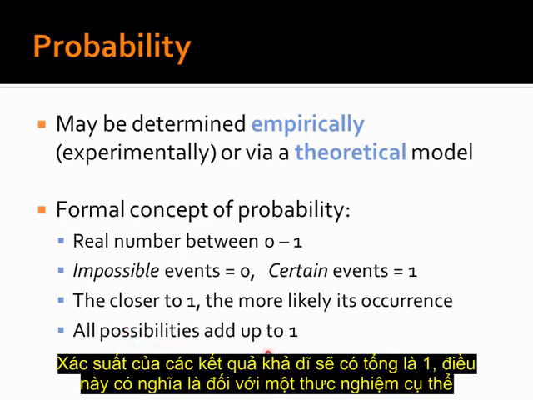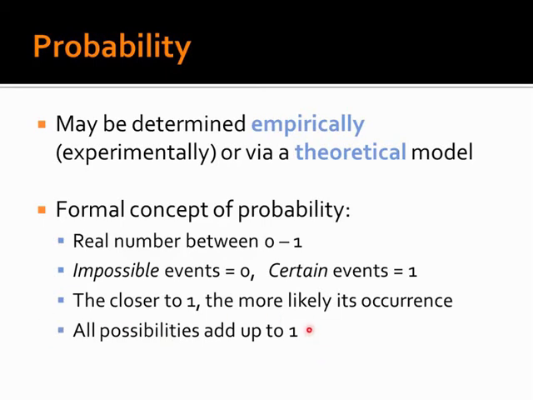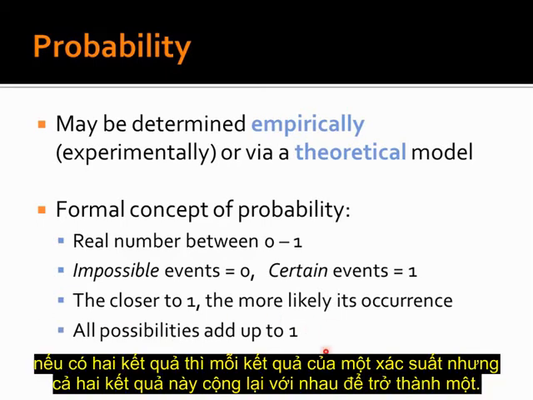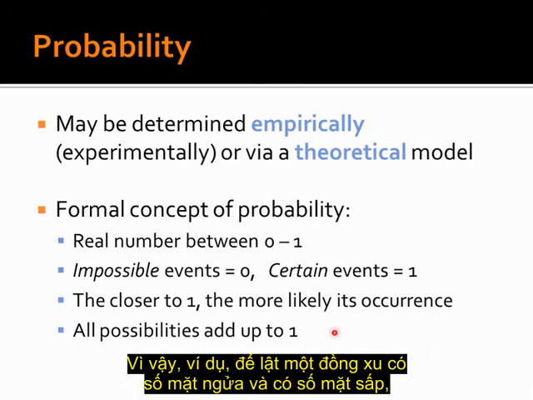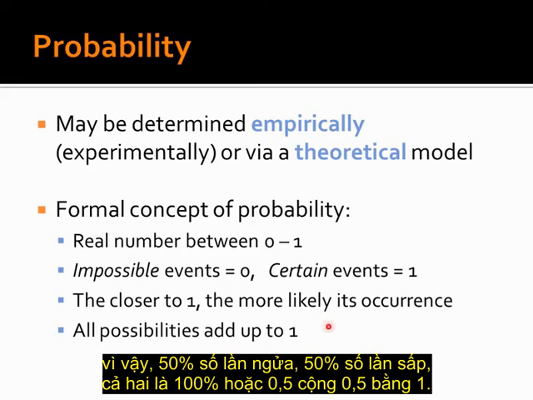All possibilities add up to 1. This means that for a particular trial, if there are 2 outcomes, then each outcome has a probability, but both of these outcomes added together will become 1. So for example, for a given trial of flipping a coin, there's heads and there's tails. Let's say it's 50% for heads, 50% for tails. Both of them added together is 100%, or 0.5 plus 0.5 equals 1.